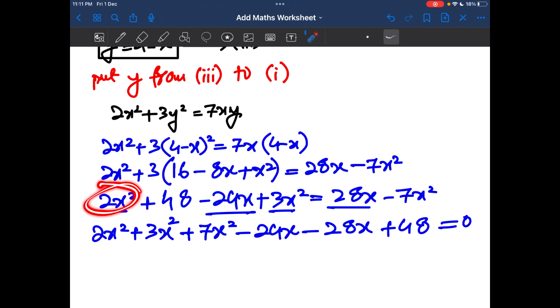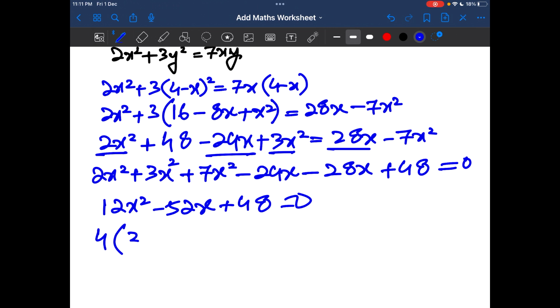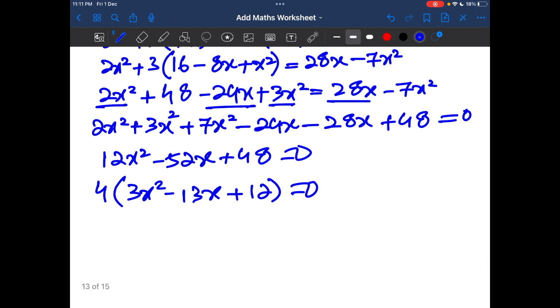Again, I'm just repeating it: 2x square plus 3x square plus 7x square, minus 24x, minus 28x, and plus 48 copied on the left hand side. So 2 plus 3 is 5, 5 plus 7 is 12x square. Minus 24 minus 28 is minus 52x. And then we have 48 over here. Do we have a chance to take 4 as a common factor here? Yes. 4 3s are 12. 52 divided by 4 gives 13. And 4 12s are 48, so 12 divided by 4 gives 3 and 48 divided by 4 gives 12. You can put this 4 on the right hand side, and it becomes 0.